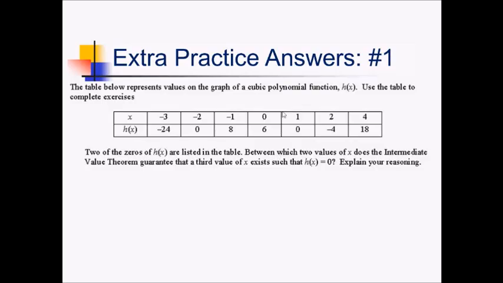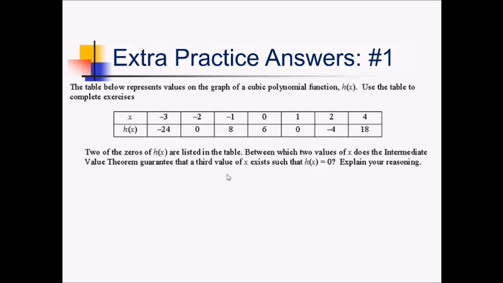For this problem, we're given the table of a cubic polynomial function called h, and we're told that two of the zeros are listed in the table. So that would be at x equals 1 and also x equals -2. They get y values of 0. Between which two values of x does the Intermediate Value Theorem guarantee a third value of x exists, such that the function is 0? Explain your reasoning.